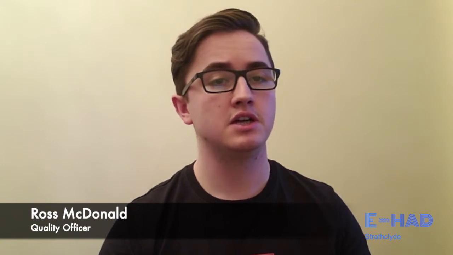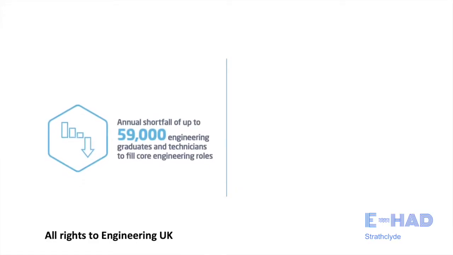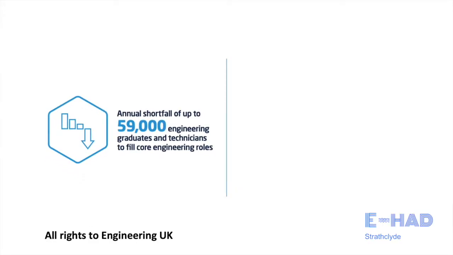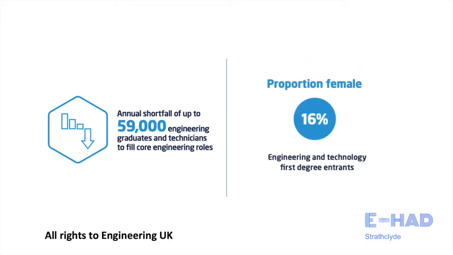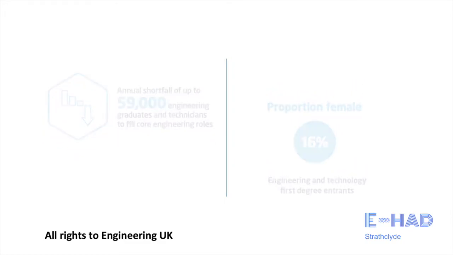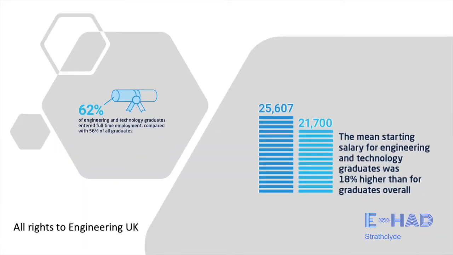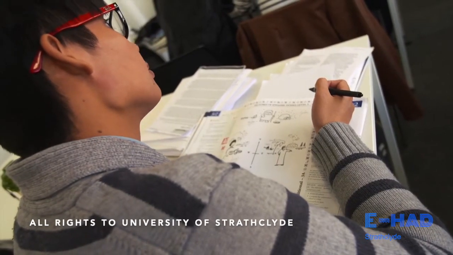According to Engineering UK and the Royal Academy of Engineering, there's currently an annual shortfall of up to 59,000 engineering graduates and technicians to fill core engineering roles. Furthermore, Engineering UK state that of first degree entrants in engineering and technology, only 16% are female. Despite these careers being incredibly attractive with higher employment rates and higher mean starting salaries than the UK average, more must be done to attract talent into these professions.